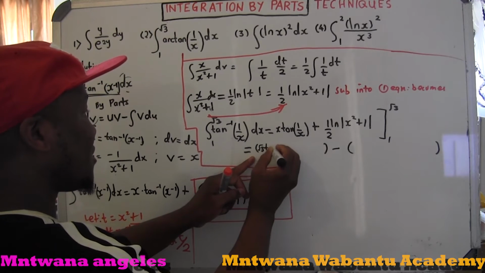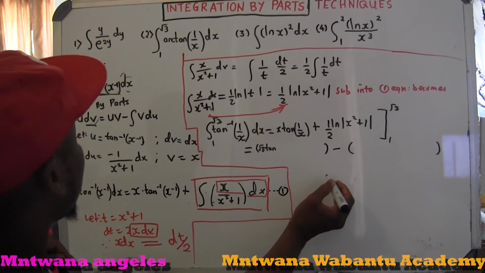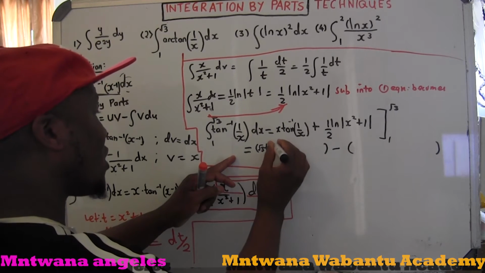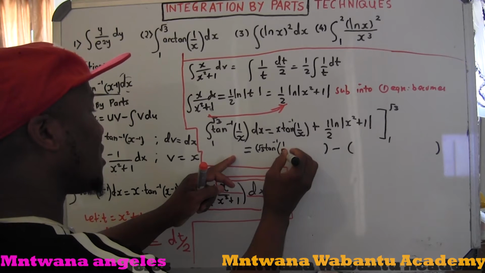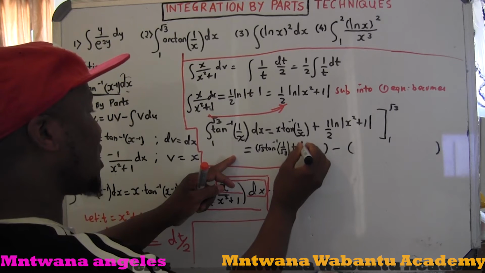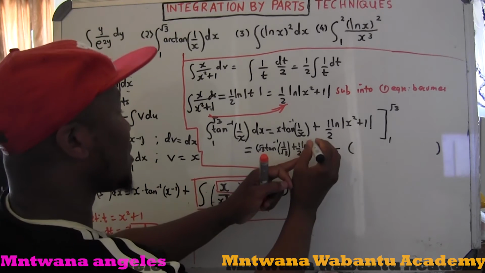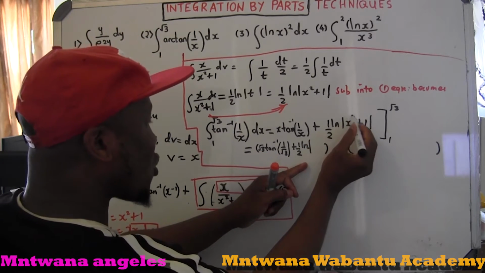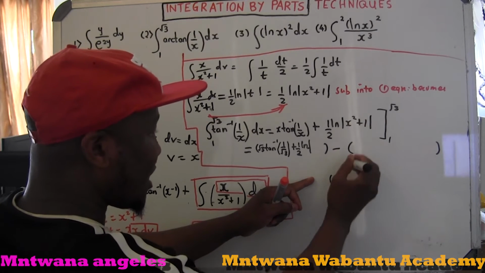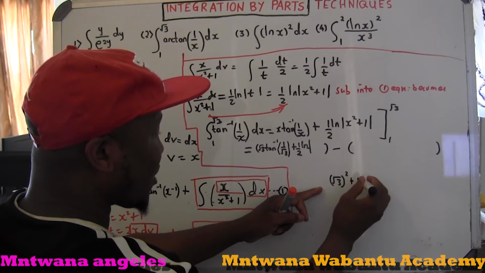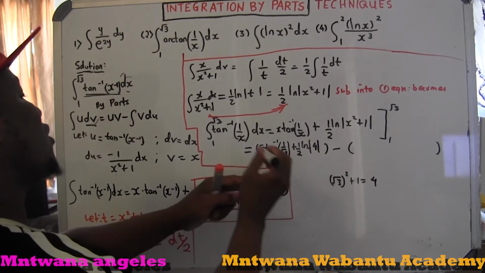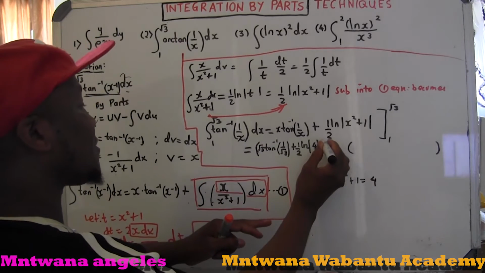And the tan inverse here. Excuse me, I forgot. Tan inverse of 1 over square root of 3, and then plus we have a half ln of square root of 3 squared, which is equal to 3. Look, square root of 3 here, squared equals 3, plus 1 equals 4. So it's ln of 4. Okay, so this is the upper limit.